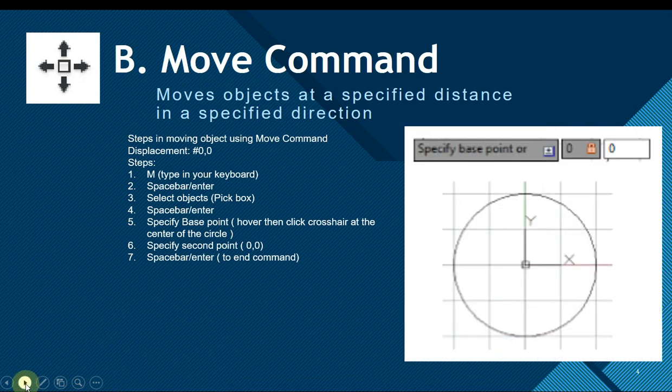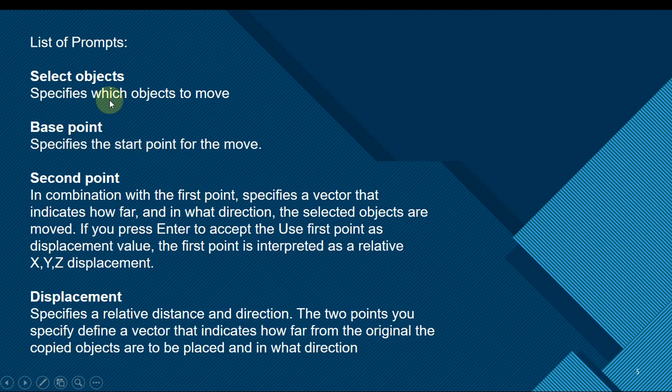So these are some list prompts that we use lately doon sa move command. We use the word select. That means we select a specific object. Base point, it means where you're going to grab the object. Second point, that is the second location of the object. And displacement, where you're going to specify a place where you're going to move the object. Okay, I will show you that.